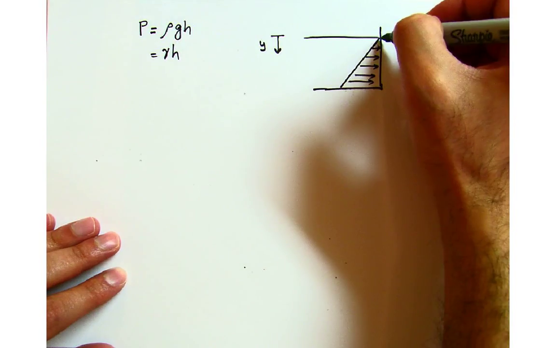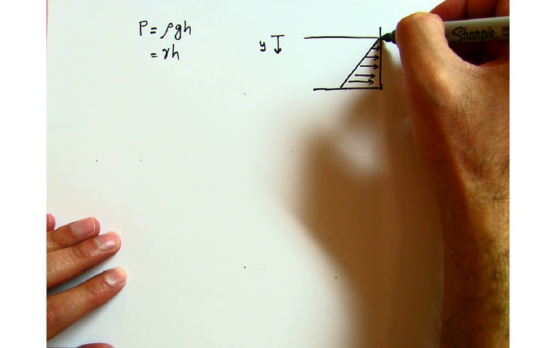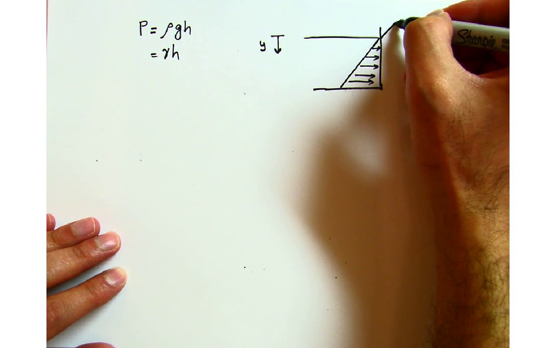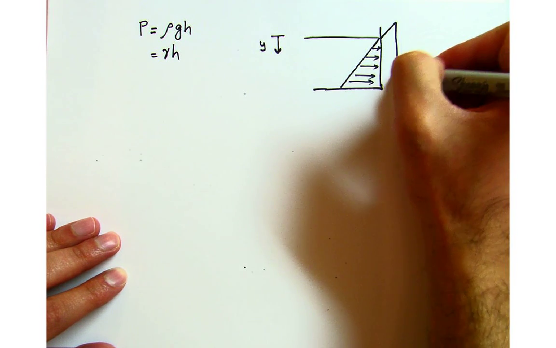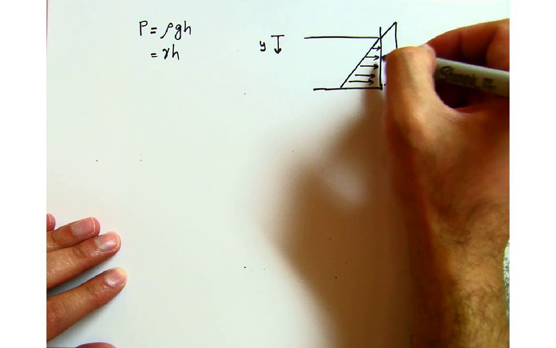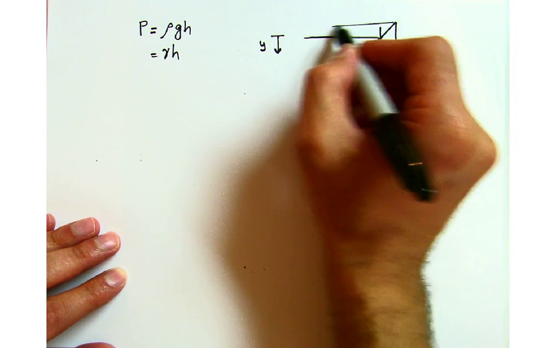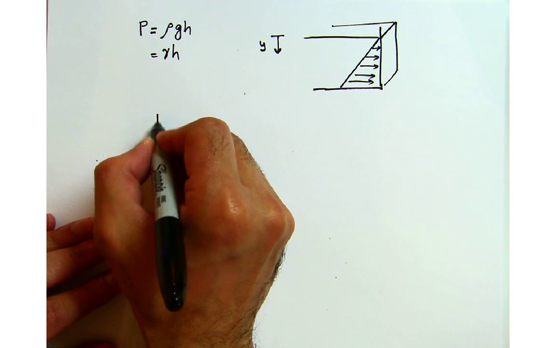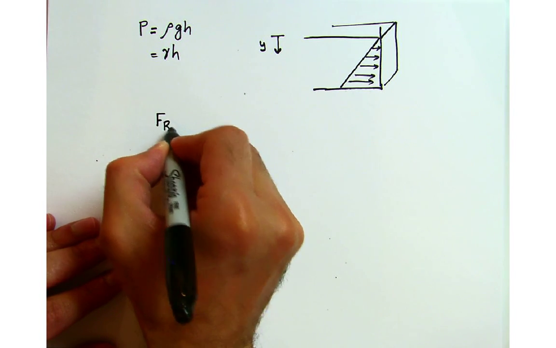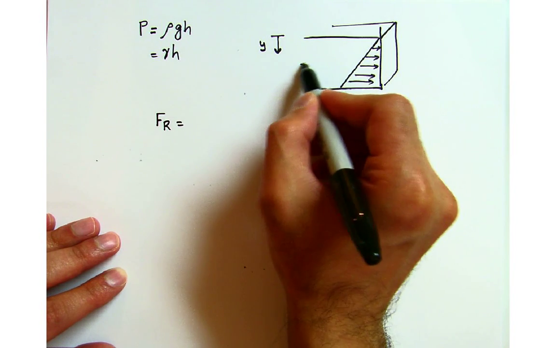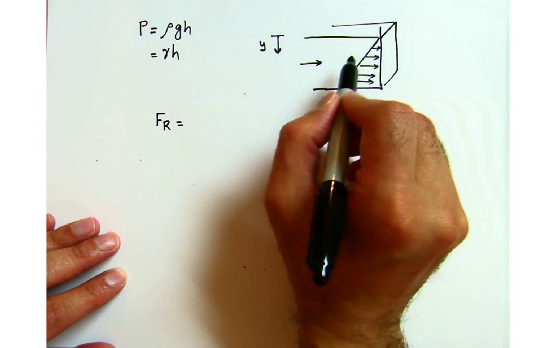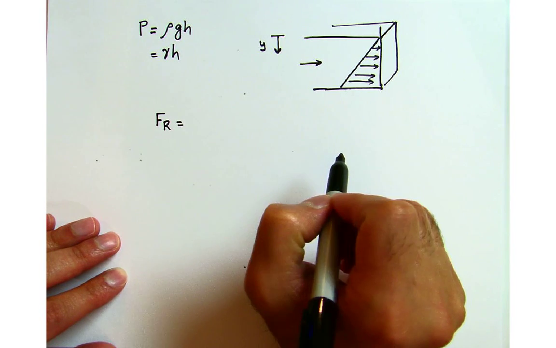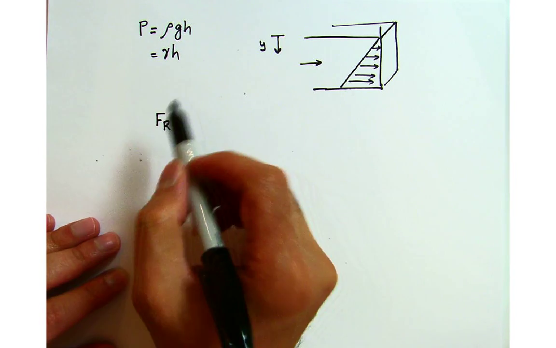Also, if this is some sort of a wall, it will have some width. So again, this is your wall, and all of this is the fluid. Let's look at what our resultant force would be. The resultant force will be acting in this direction. Of course, our pressure is acting in this way, so our resultant force will also be in this way, but we don't know the location of that.